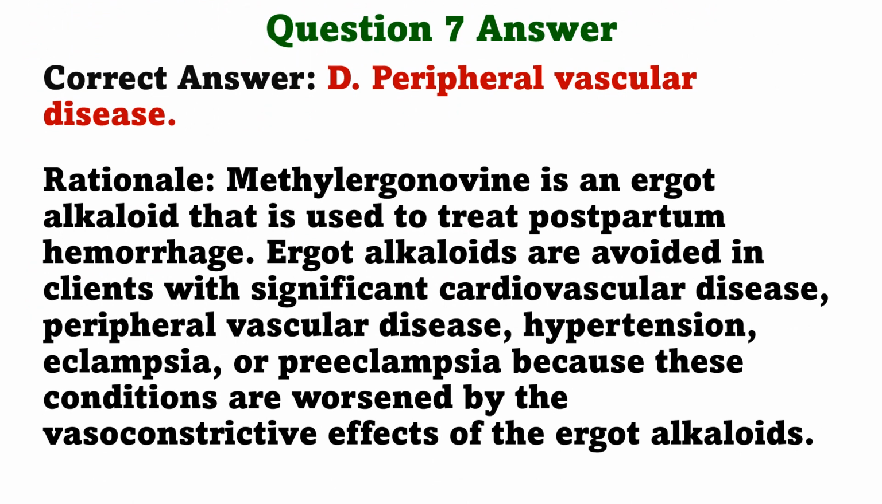The correct answer is D. Peripheral vascular disease. Rationale: methylergonovine is an ergot alkaloid that is used to treat postpartum hemorrhage. Ergot alkaloids are avoided in clients with significant cardiovascular disease, peripheral vascular disease, hypertension, eclampsia, or preeclampsia, because these conditions are worsened by the vasoconstrictive effects of the ergot alkaloids.